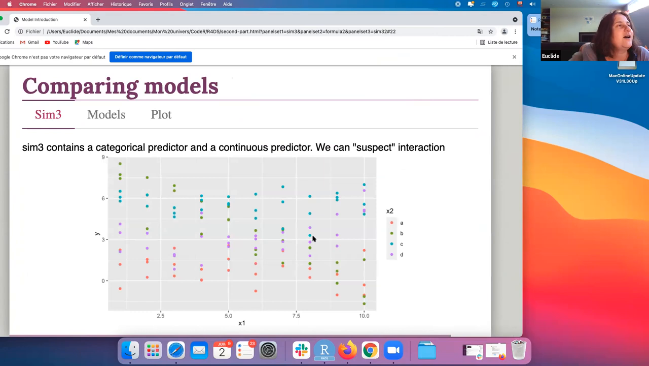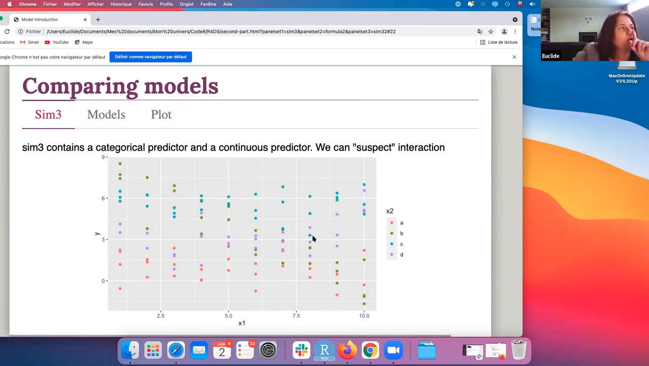Okay. So now what the book is doing is comparing models. It's not the way that we do that usually, because we use math, we use R-squared, we use a lot of statistics, but now we are just going to do some kind of visualization. And also to show you the interaction, what it means to have some interaction.